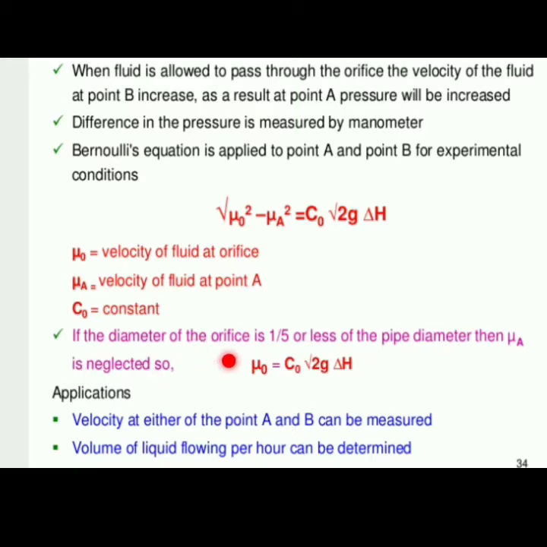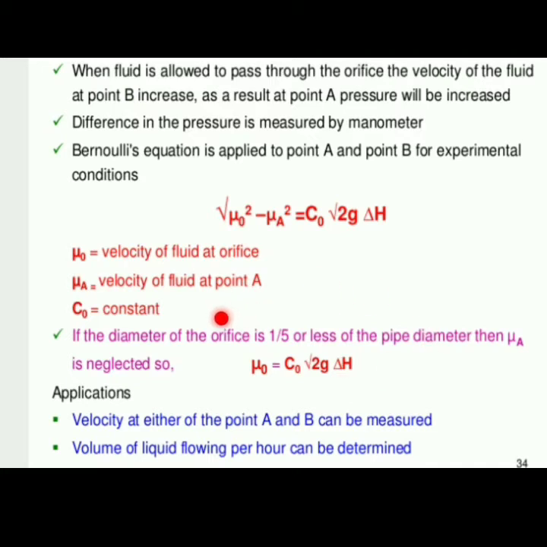And if the diameter of the orifice is one fifth of the pipe diameter or less, then UA is small compared to UO, and the UA term is neglected. Then the equation is UO is equal to CO into root 2G into delta H, and delta H can be measured by using the manometer, and this is the final equation of this orifice meter.